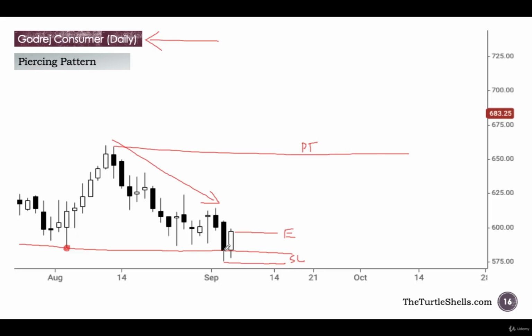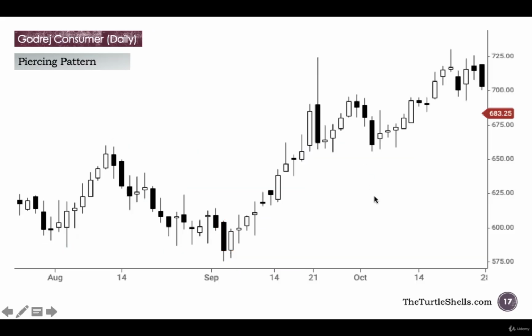The black candle has just closed near that line, but it has not closed well below that line. So we cannot call it a decisive break of the support. So that is why this piercing pattern is important. Even though it's not a classic piercing pattern, we can still count it as a normal piercing pattern or a variation of a piercing pattern and expect the price to go up from here, which is what happened.